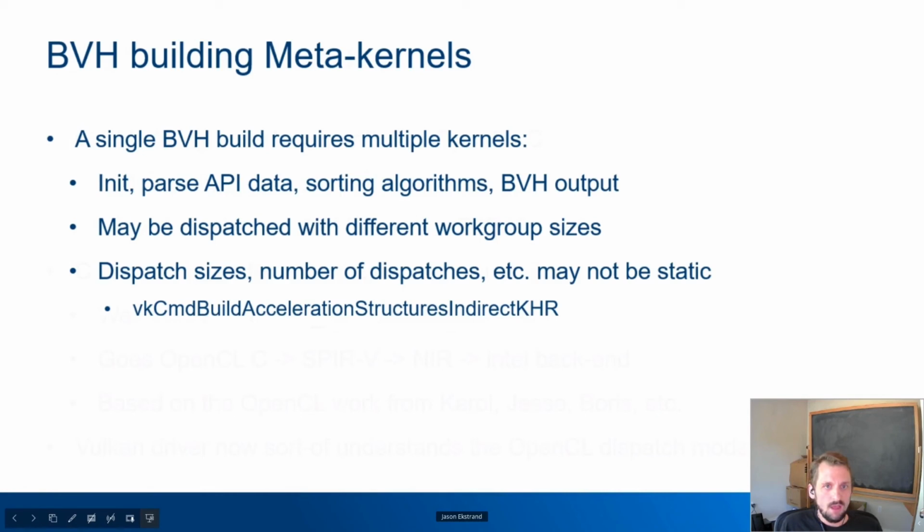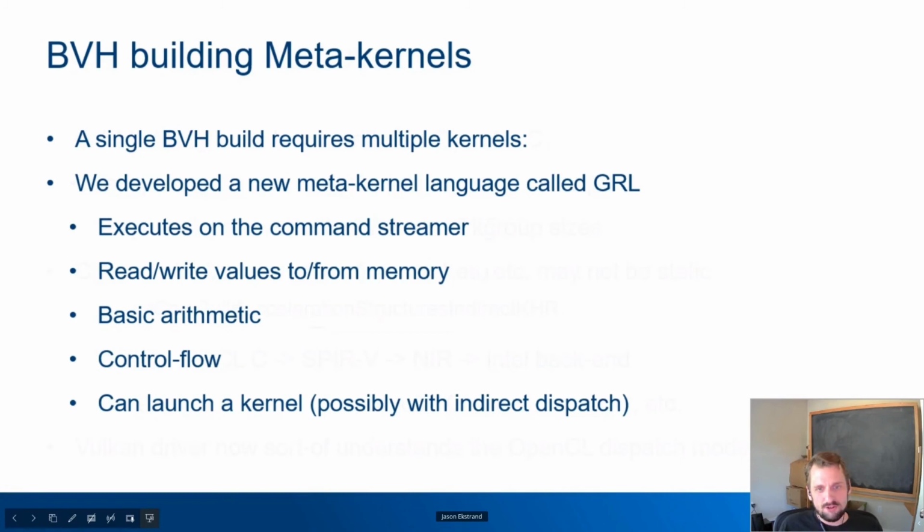But they might be dispatched with different workgroup sizes. They might have different numbers of dispatches. That's the number of dispatches might not be static, and so forth. So we have to have this metakernel to manage it. So we developed a metakernel language called GRL. This executes on the command streamer, or the command buffer executor thing. It's able to read and write values from memory. It's able to do some basic arithmetic, some control flow, and then it can launch a kernel, possibly with indirect dispatch, so that it can manage all the different kernels that we have to fire off to do the BVH build.